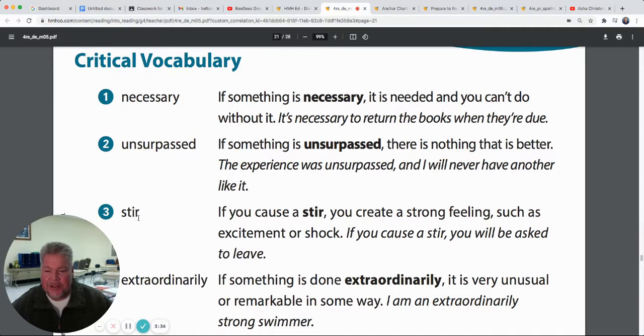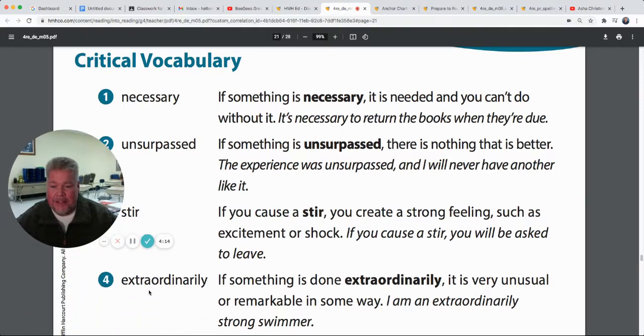Three is the word stir. Now, you can stir something if you're stirring some chocolate into your milk in the morning, but this is a different kind of stir. If you cause a stir, you create a strong feeling such as excitement or shock. If you cause a stir, you'll be asked to leave. So this is like doing something that gets everybody's attention. If you were sitting at your dinner table and a squirrel jumped in the window and into the middle of your table, that squirrel would cause a stir, wouldn't it? Create strong feelings of excitement or shock. So this kind of stir is strong feelings. It creates excitement or shock.